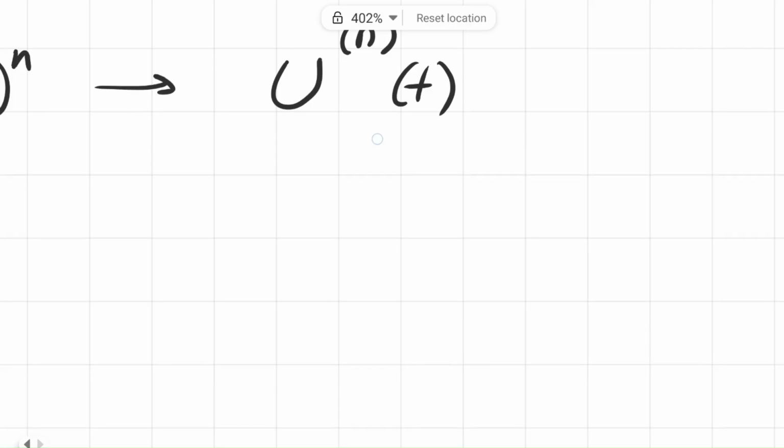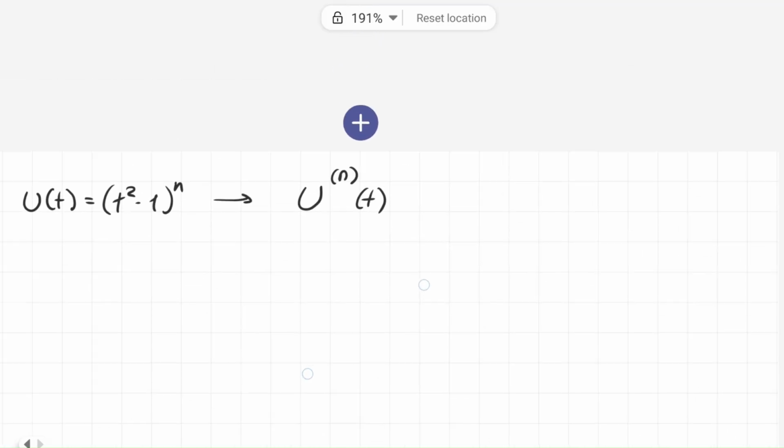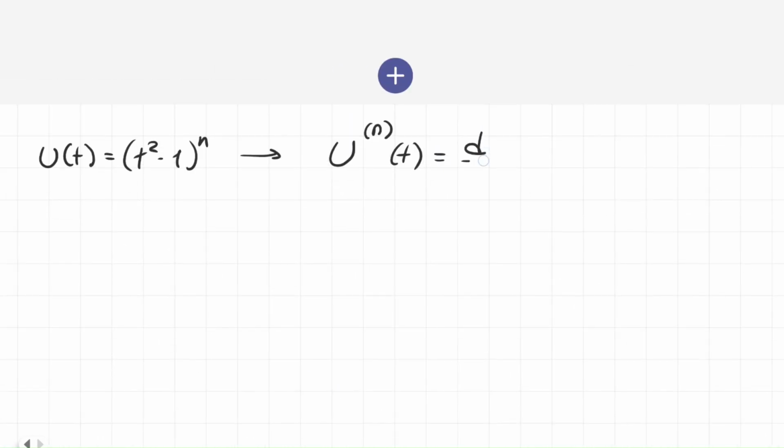Okay, so we are going to start by defining a function u of t as t squared minus 1 to the n. Later on, we will use this notation to denote the n-th derivative of this function. We will name this u^(n) of t, right? Recall that if this n is in parentheses, it denotes the n-th derivative of the function. So this will be the derivative with respect to t, n times, of t squared minus 1 to the n.